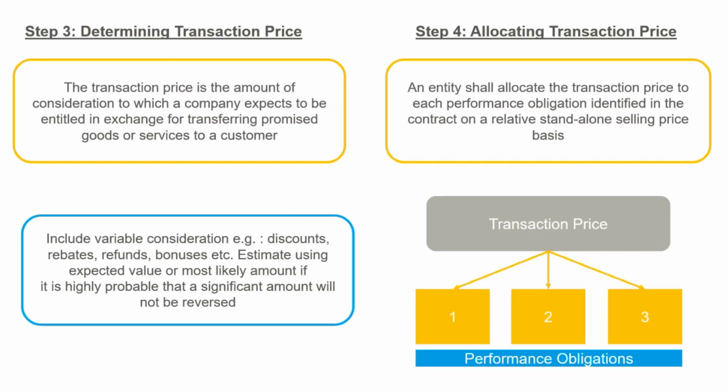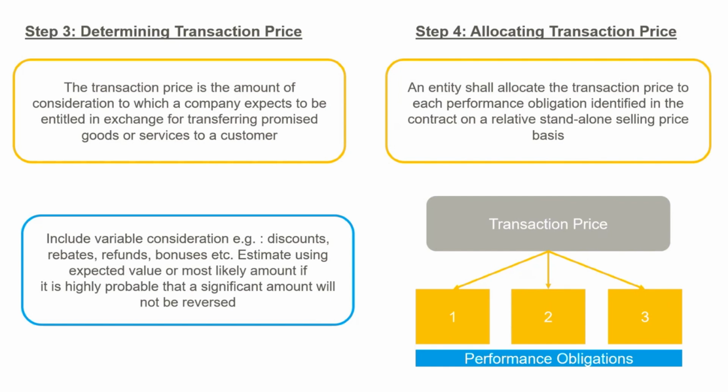So step 2 was determining the number of performance obligations within a contract. So the next step, step 3, is determining the transaction price. So the transaction price is the amount of consideration to which the company expects to be entitled in exchange for transferring promised goods or services to a customer.